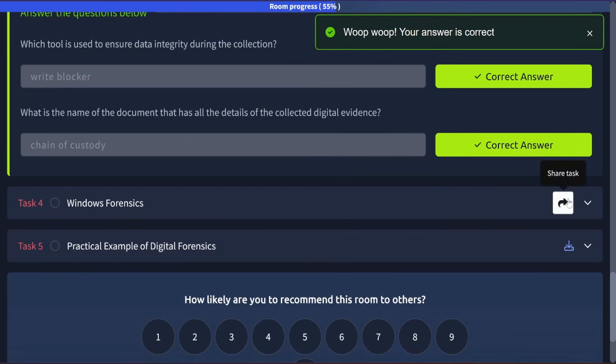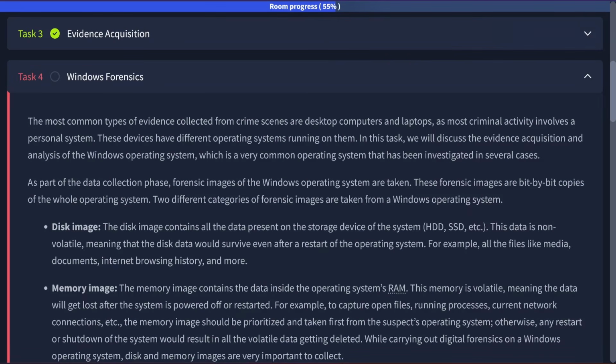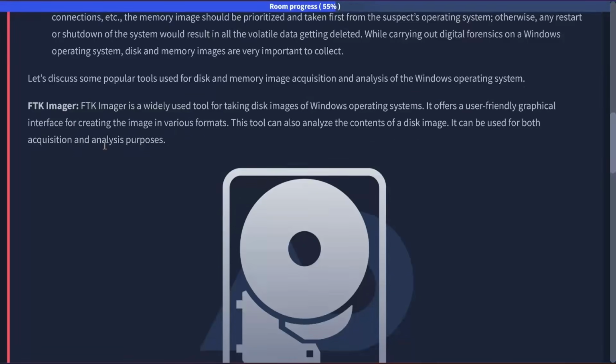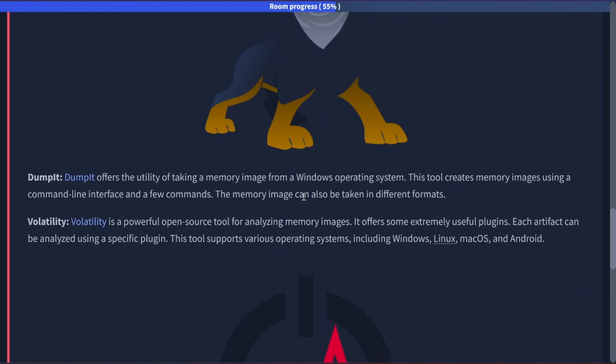Perfect. Okay, so with that, we're done with task 3. On to task 4, Windows forensics. So now this, I don't know why it says Windows forensics. Well, I guess I kind of do. Because the reason why it says that is because they're going to talk about some tools that are specifically for Windows.